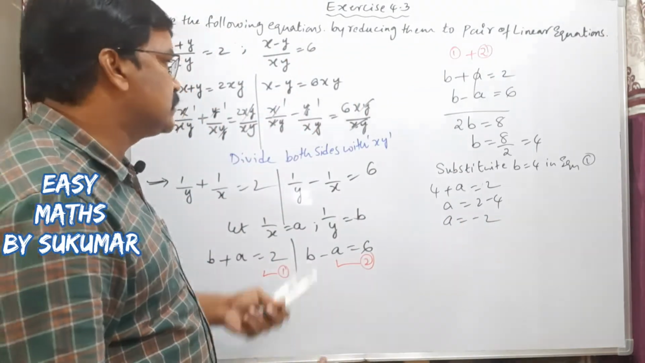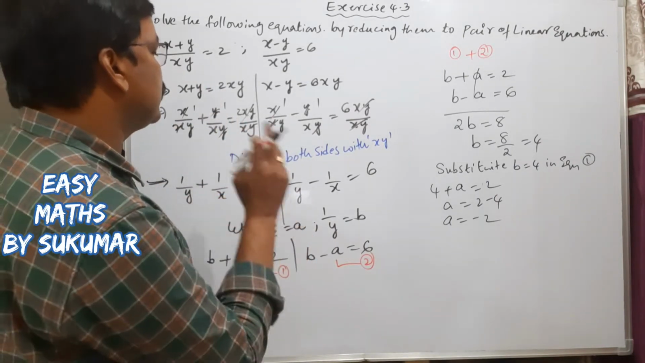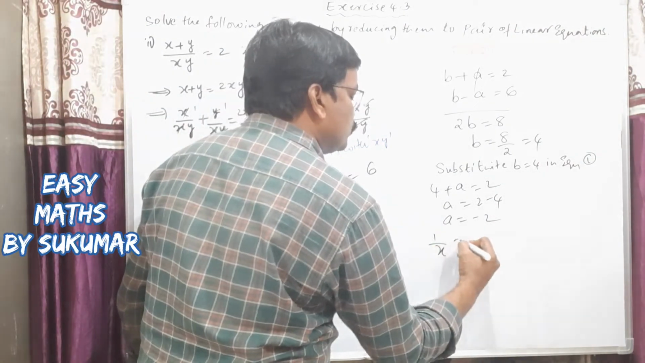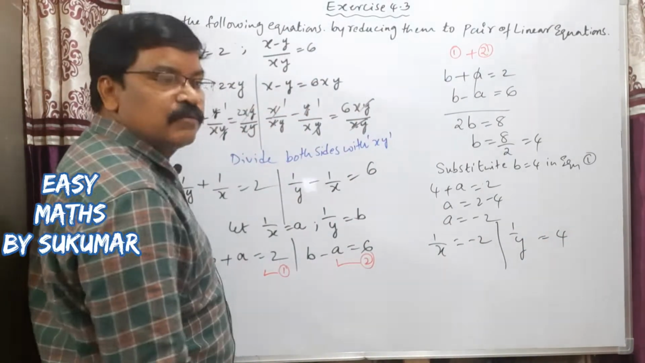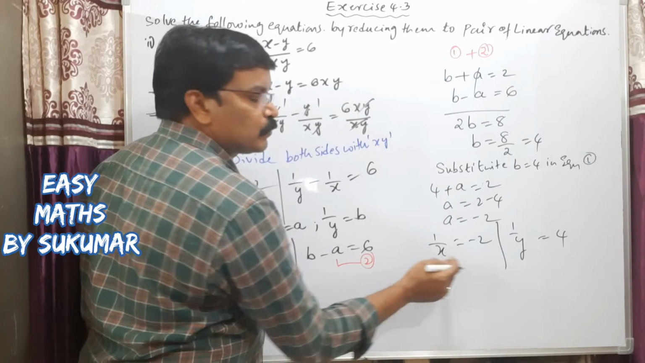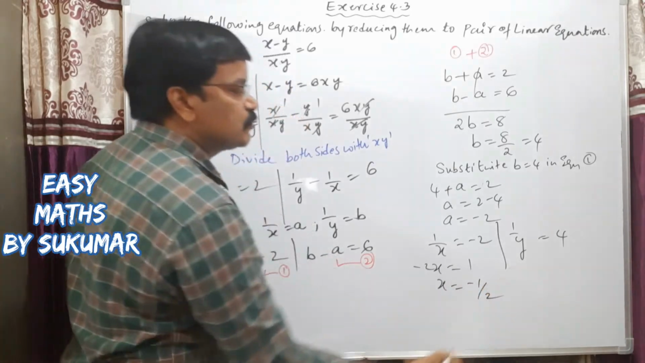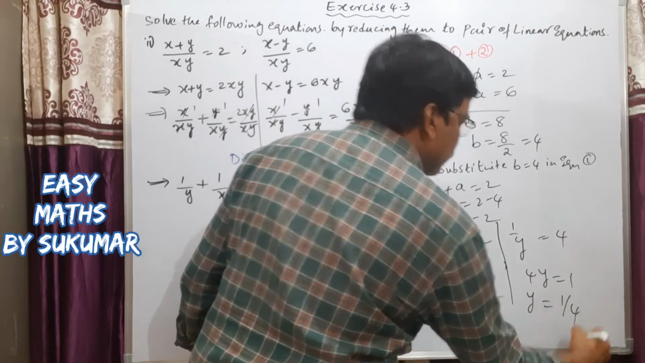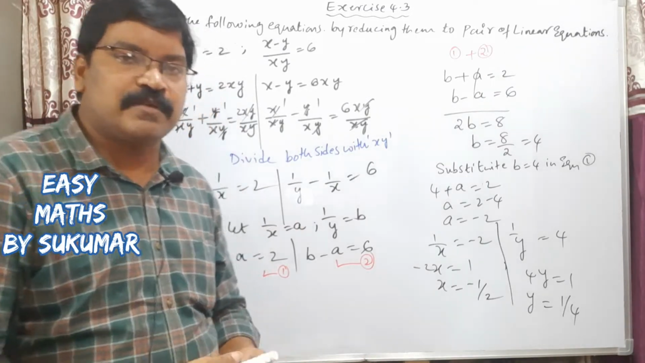So what is a, students, here actually? Here 1 by x is equal to a and 1 by y is equal to b. So 1 by x is equal to minus 2 and 1 by y is equal to 4. That means x is equal to what? Look here, minus 2x is equal to 1. That means x is equal to minus 1 by 2. Similarly 4y is equal to 1. That means y is equal to 1 by 4. So the values of x and y are minus 1 by 2 and plus 1 by 4.